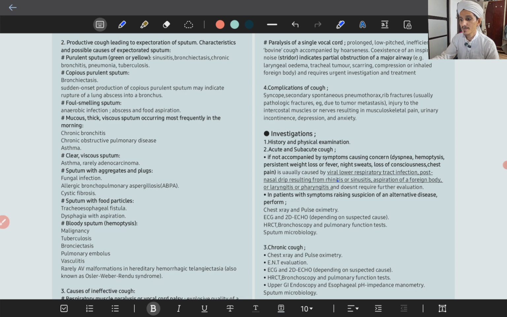Previously, we have discussed the definition, causes, and clinical features of cough. Let me summarize the previous class briefly.